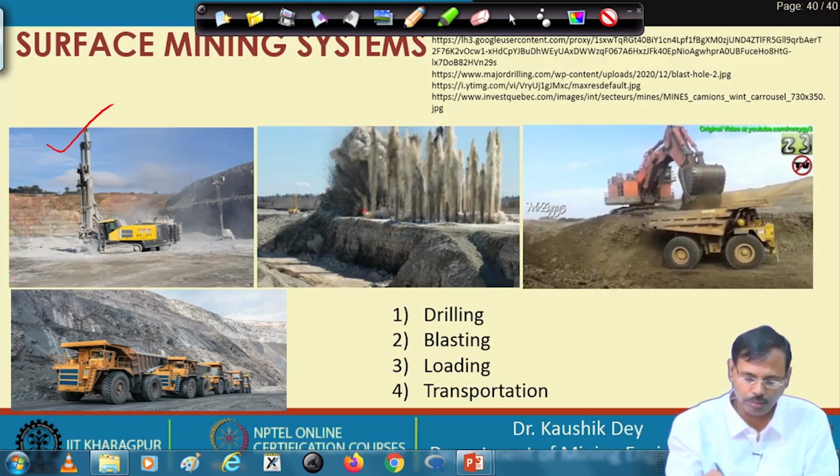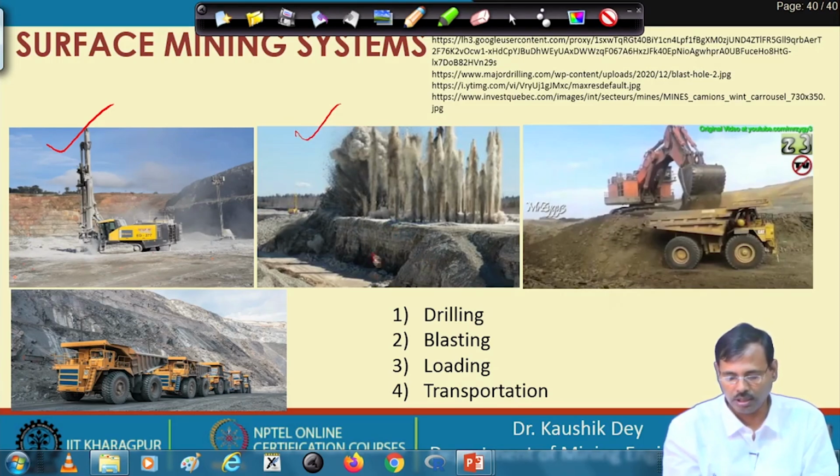So, this is the blasting carried out. In blasting, you are fragmenting the rock. The rocks are fragmented into a smaller size. So, after blasting, smaller size fragmented rocks are piled at this position.